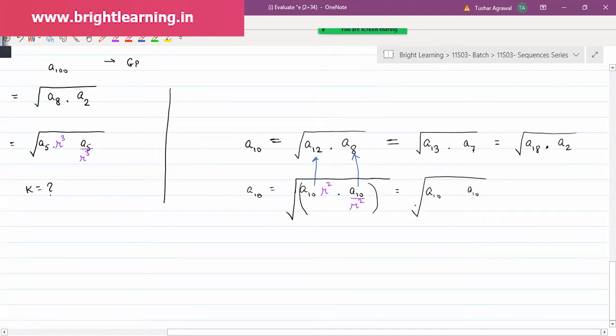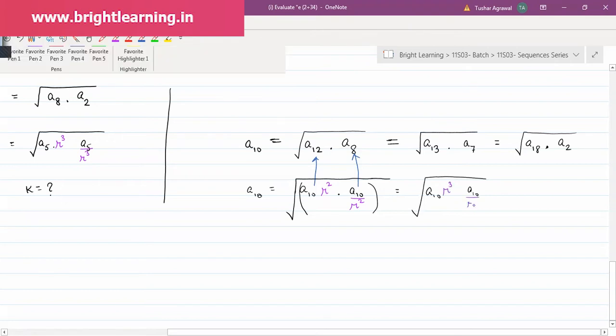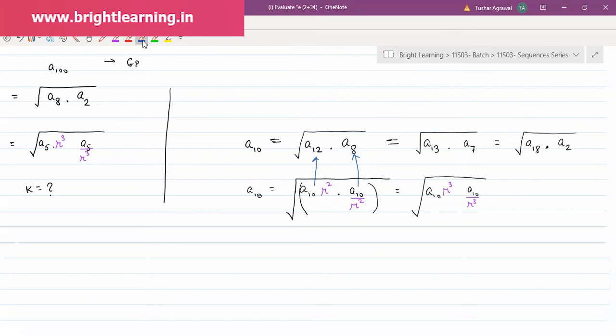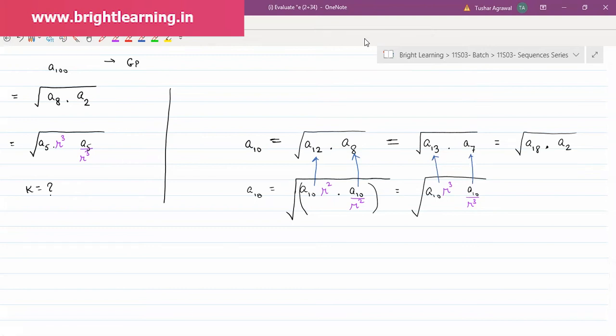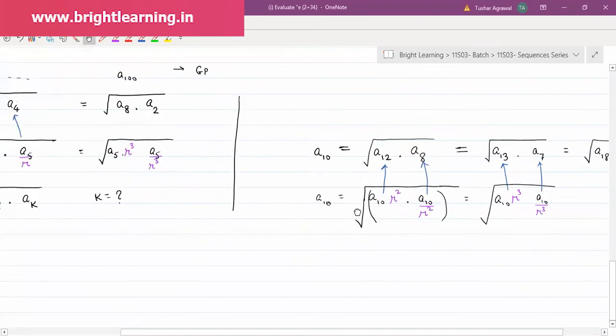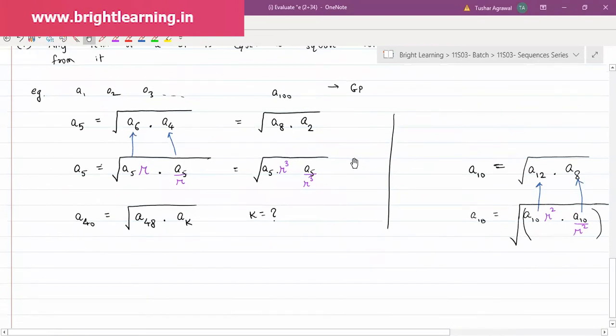A10 under root. So let us multiply by R cube and let us divide by R cube. You are going 3 steps ahead. Multiplication by R cube is 3 steps ahead. Division by R cube is 3 steps backwards. Okay. Now do you realize this property? Yes, sir. Okay. One more sum, sir. Now the sum for this question is easy.